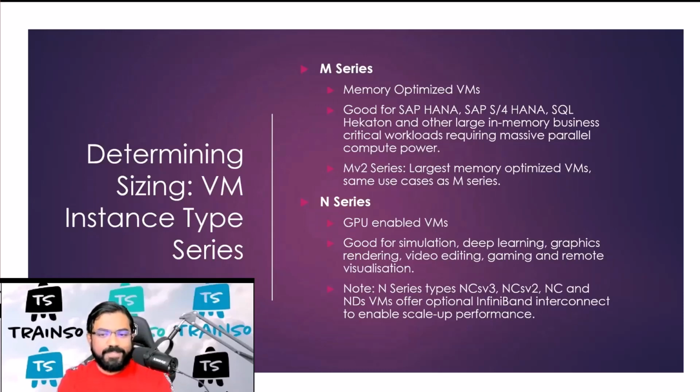Yes, lots of options. But in most cases, your regular workloads will be using D, and for other workloads, if you are in a particular area, then you will know which option to select. So you have, finally, N series, which are GPU enabled VMs, good for simulation, deep learning, graphics rendering, video editing, gaming, and remote visualization. And as a special note, N series types NCS V3, NCS V2, NC, and NDS VMs offer optional InfiniBand interconnect to enable scale-up performance.